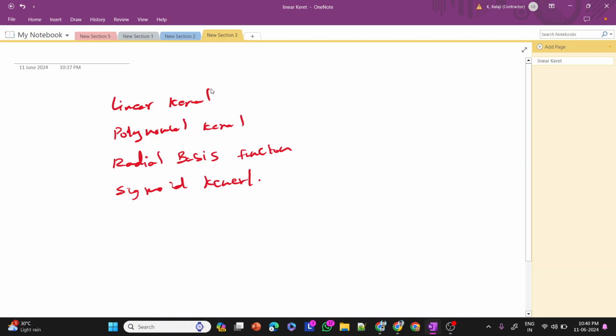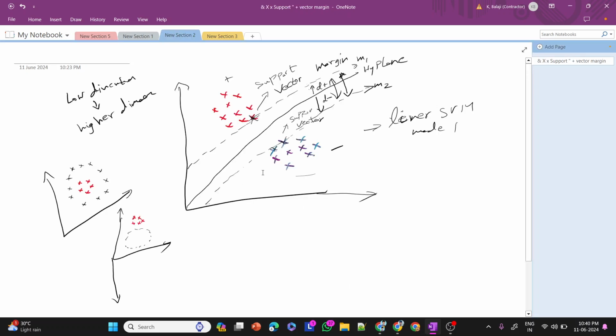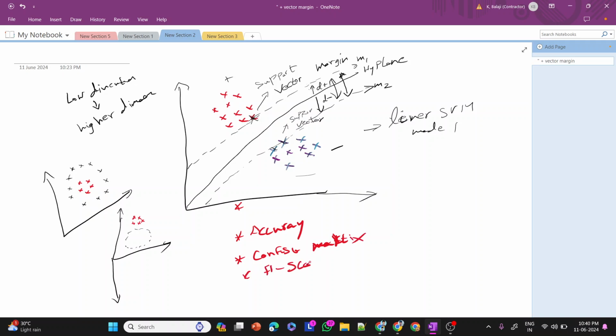And this is a classification algorithm. To validate this model and calculate the accuracy, we can use some metrics like accuracy, confusion matrix, or F1 score to find whether the model is performing well or not.